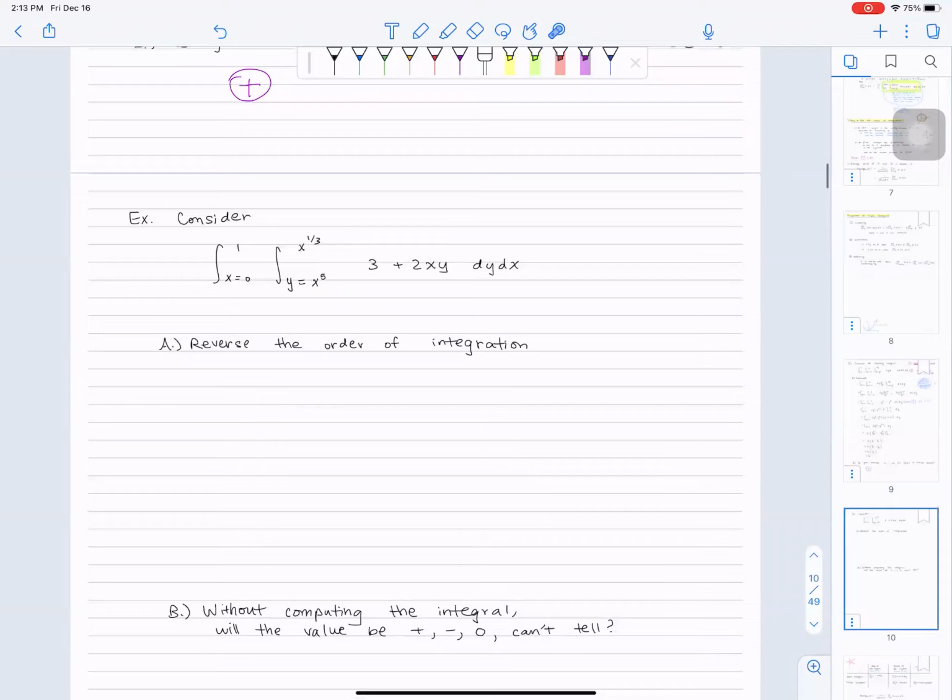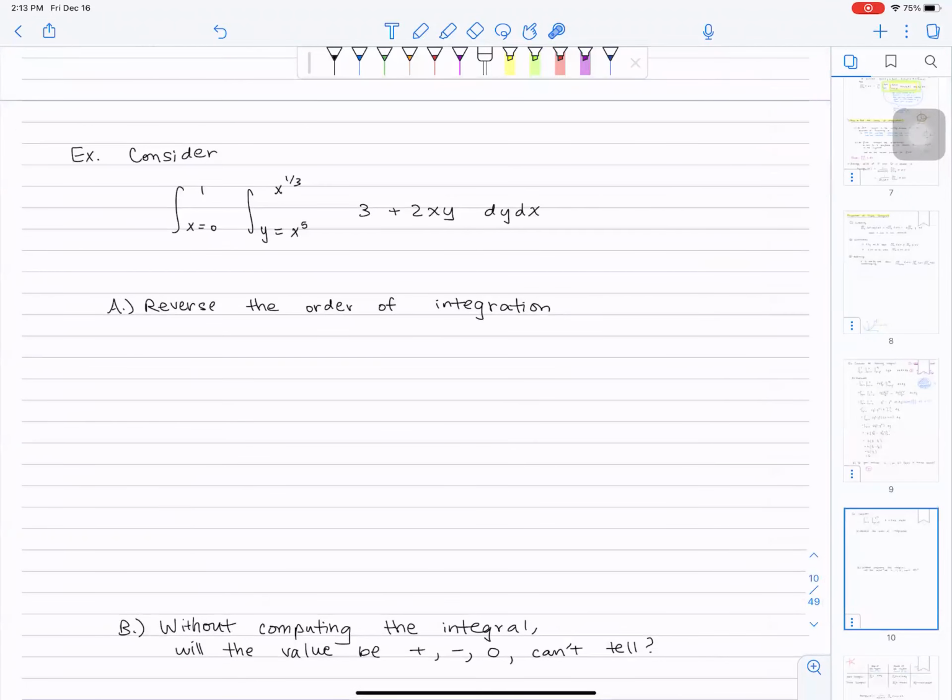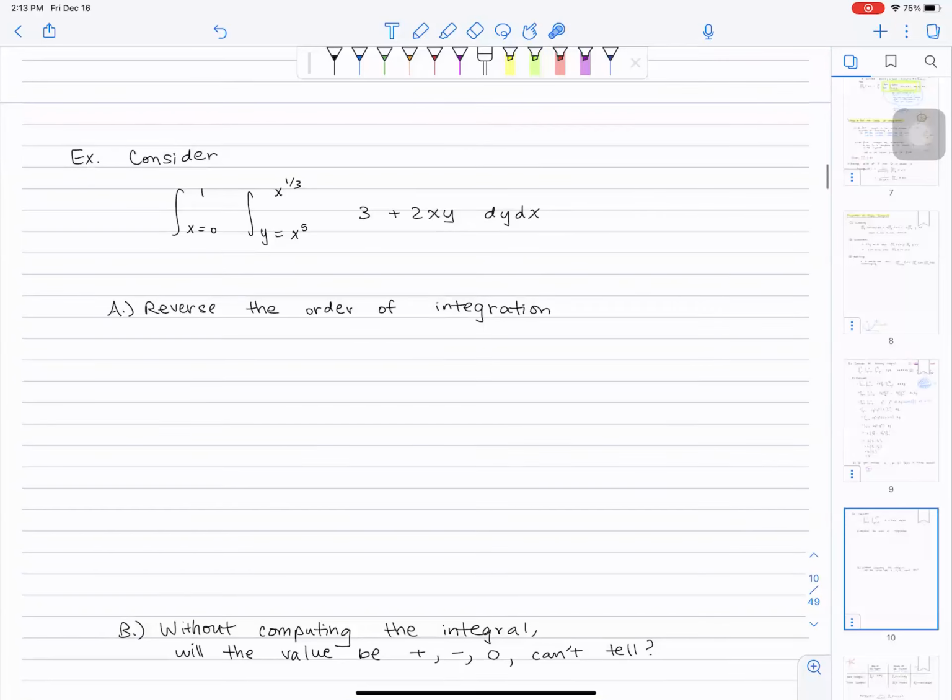Okay, so we can also consider this. Let's try this question. We have a double integral here, and it's important that we all remember how to reverse the order of integration, like drawing things and then reversing the order. So let's try this. We have a double integral. We start with y. So let's draw what y looks like.